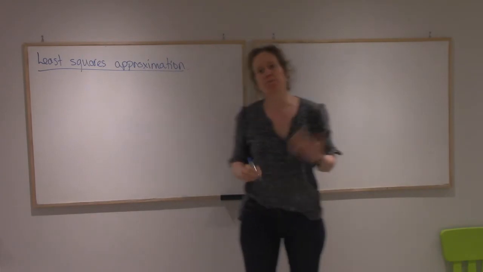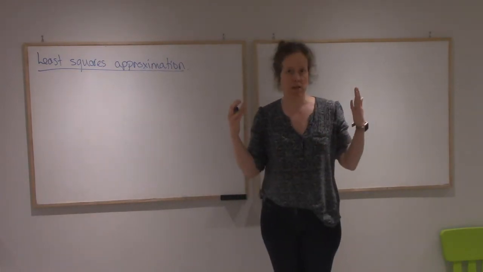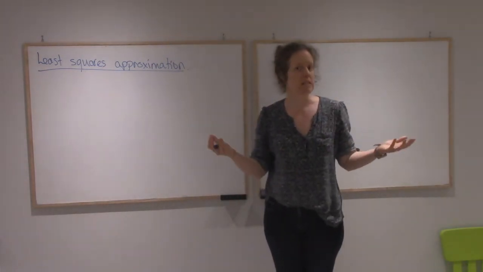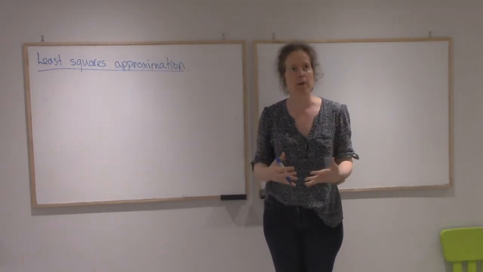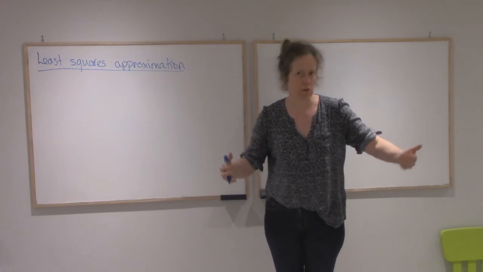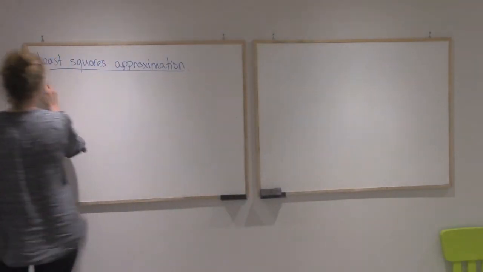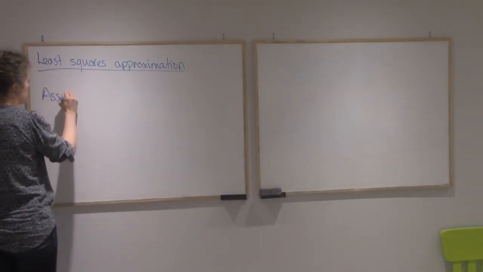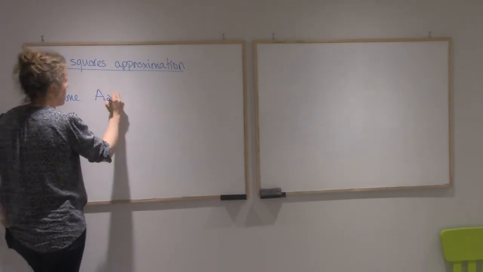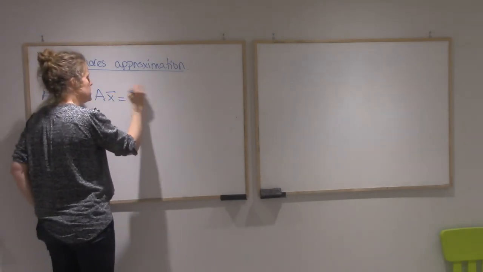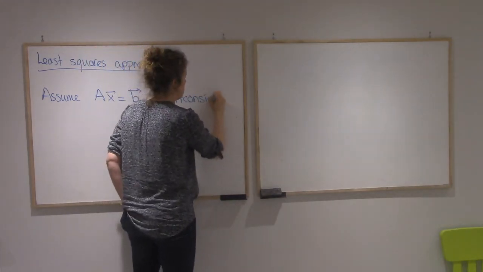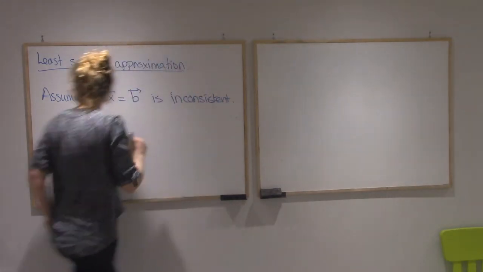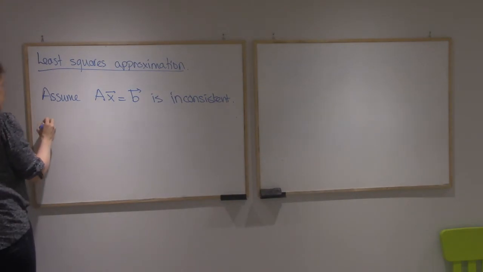And the setup is pretty simple. I have a linear system that's inconsistent. I don't have a solution. I want the next best thing. I want the closest thing to a solution there is. So assume Ax equals b is inconsistent.